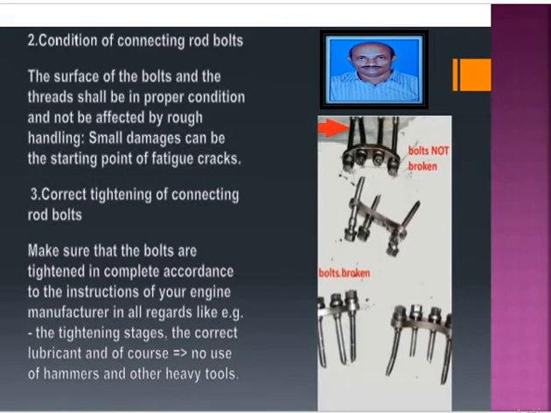Another thing, as seen in the PPT, is the condition of the connecting rod bolts. The surface of the bolts and the threads shall be in proper condition and not affected by rough handling or small damages, which are the starting points of fatigue cracks. So for correct tightening of the connecting rod bolts, make sure these bolts are tightened in accordance with the manufacturer's instructions. According to the manufacturer, we have to follow the terms and conditions whenever tightening the bolts and nuts.